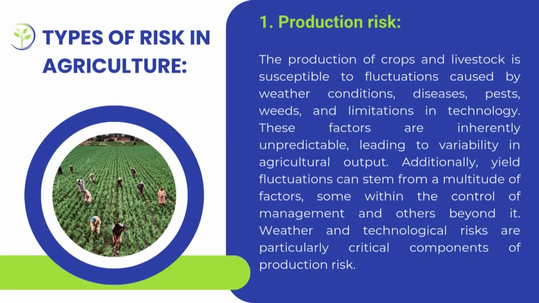Additionally, yield fluctuation can stem from a multitude of factors, some within the control of management and others beyond it. Weather and technological risks are particularly crucial components of production risks. Furthermore, variability in yield can be attributed to changes in production cost, institutional factors, management adjustments, and challenges such as delayed availability of essential inputs like labor, seeds, livestock breeds, fertilizers, feeds, and irrigation. Shifts in production technology and fluctuations in input and output prices also contribute significantly to yield risks.